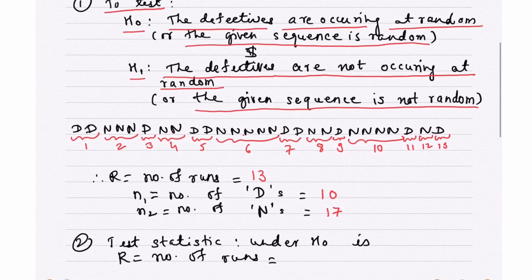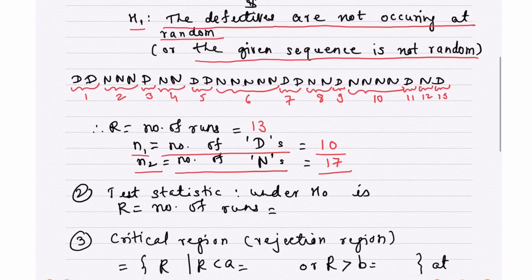Now let us count N1 as the number of Ds, which is 10 in this sequence. N2, the number of Ns, is 17. Now the next step is to write the test statistic under H0. It is given by R, the number of runs, which we have already calculated; it is 13.